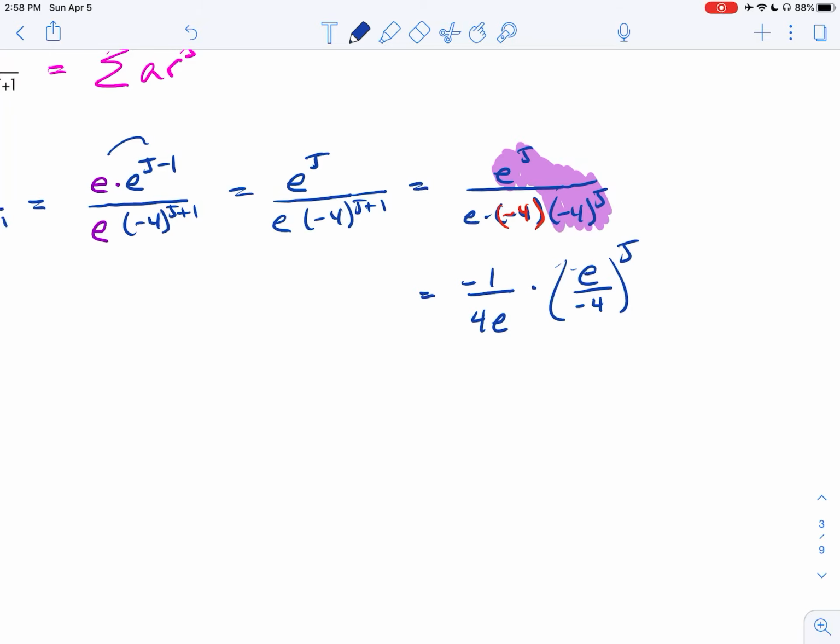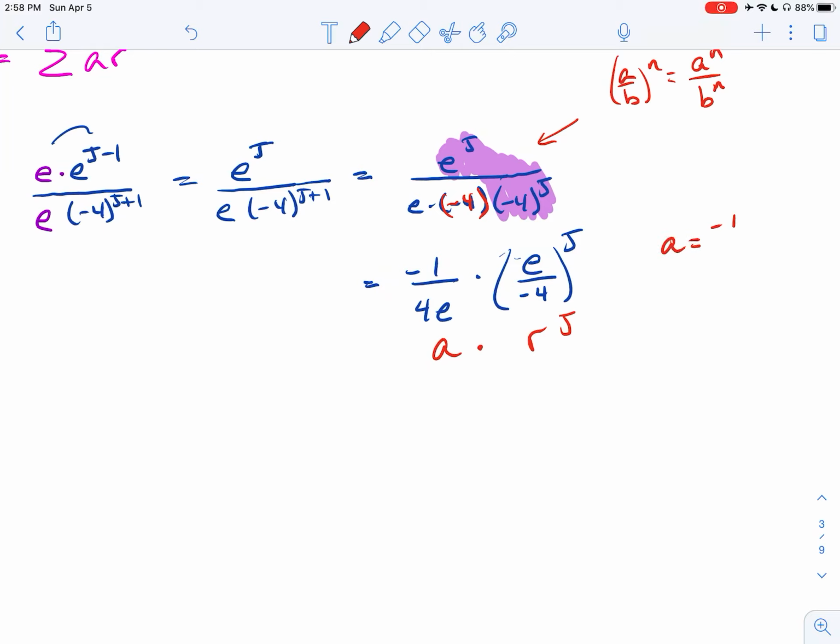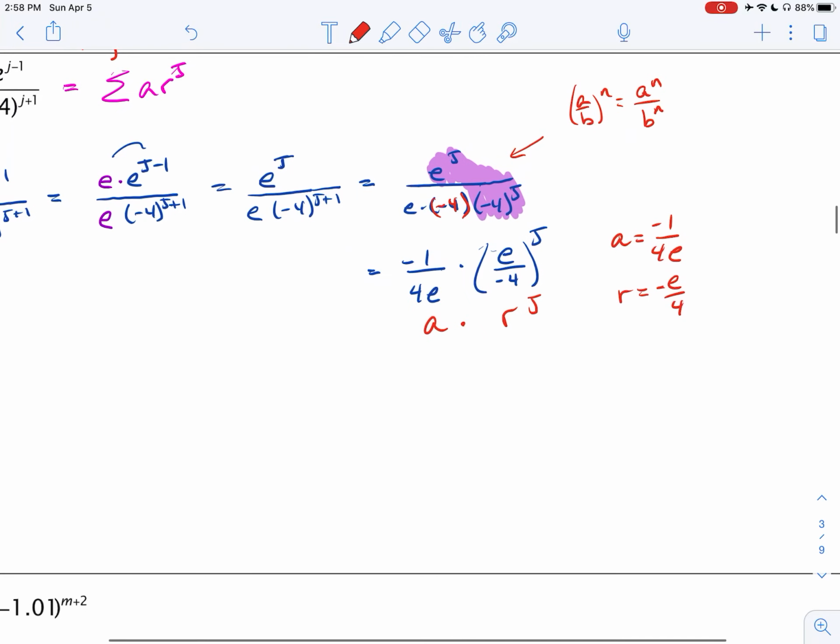Make sense? Because I am using the rule a over b to the n is equal to a to the n over b to the n. So that's what I'm using here. I'm just working backwards, so I can put my e to the negative 4. So now I have this form that says this is my a times r to the n, or a times r to the j. So I can tell here that a is equal to minus 1 over 4e, and r here is equal to minus e over 4. Good? And remember here that e is roughly equal to 2.78 dot, dot, dot.